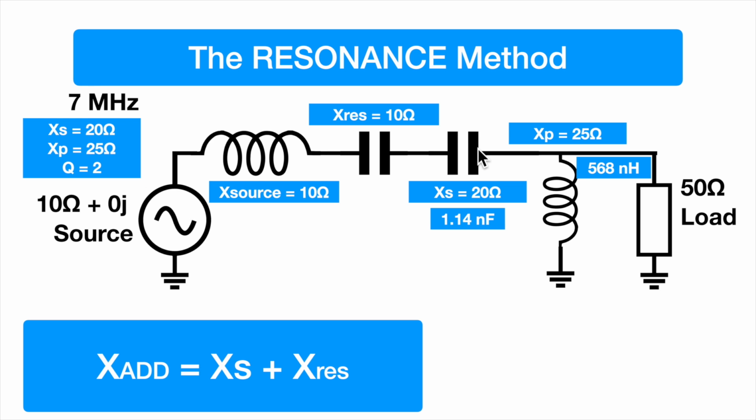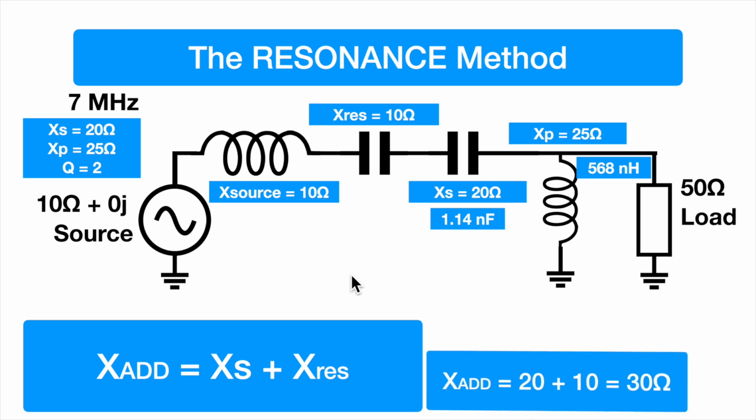So it's not like in the last two examples where we minused it. We need to add it now, because we've got to make up for this equal and opposite reactance that we're trying to bring to resonance and null out. So this time what we say is we've got this 20 ohms of inductive reactance that we need to make our match, and we're going to add that to this X-res, this resonating reactance, to cancel out the reactance of the source. And when you do that, you get 30 ohms.